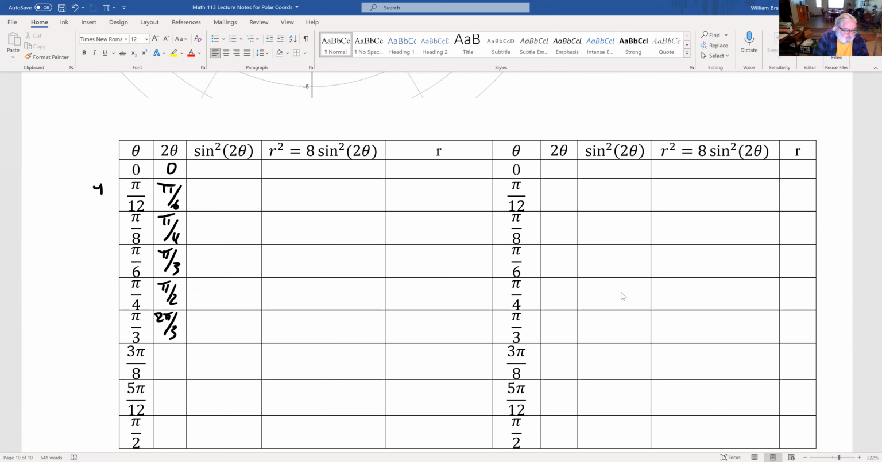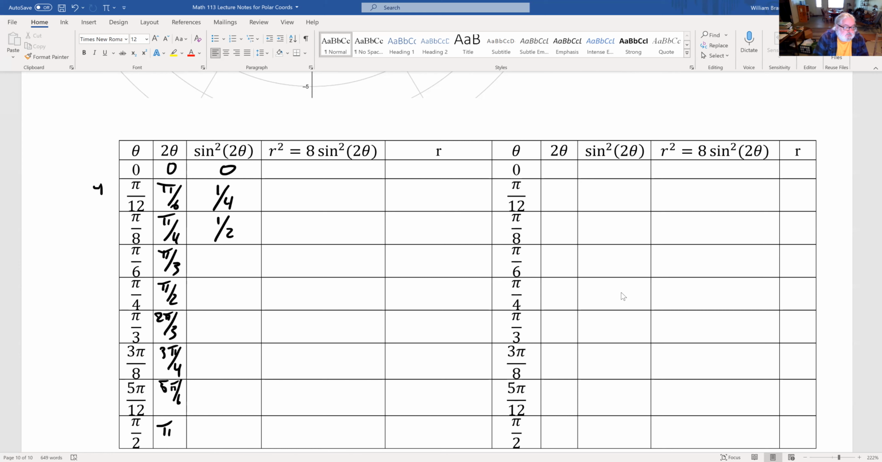3 pi over 8 becomes 3 pi over 4, and then 5 pi over 6, and then pi. So sine squared of 2 theta: sine of 0 is 0, squaring it gets you 0. Sine of pi over 6 is 1/2, and when you square it, you get 1/4. Sine of pi over 4 is 1 over root 2, and when you square that, you get 1/2.